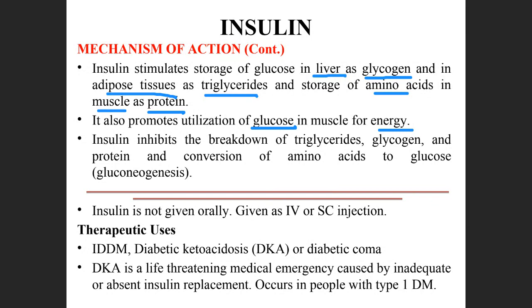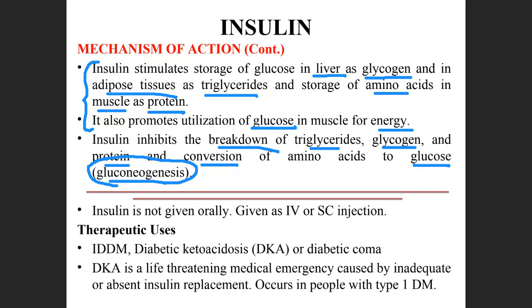Now this is one action by which the glucose is pushed away from the blood. Apart from that, it inhibits the breakdown of triglycerides, glycogen, and protein, and it will not allow these agents to convert into glucose. So it will first push the glucose away from the blood, and also it will not allow the formation of new glucose, that is gluconeogenesis. So it will prevent the breakdown of triglycerides, glycogen, etc., and it will inhibit gluconeogenesis.